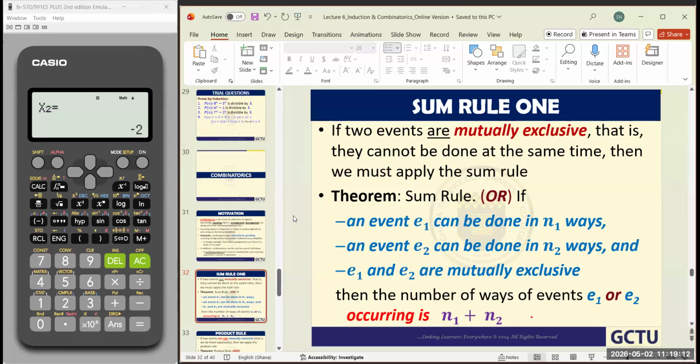Now, I want to teach you the rule of using and or. The first rule is or. Or says that you use addition.